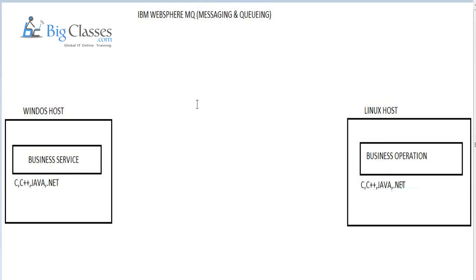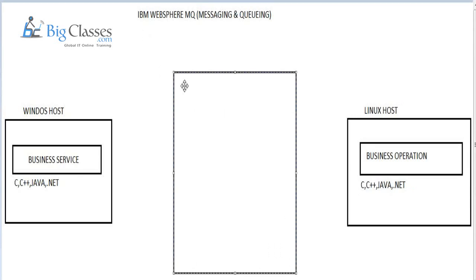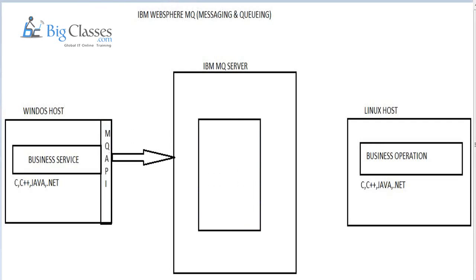Now we wish to integrate these two distributed services to enable communication. So in between these two distributed applications, we configure an integration engine. It is the IBM MQ server. This IBM MQ provides an API, the MQ API. Programmers implement the MQ API interface. With this interface, an application can connect to the MQ server and put a message in an object queue.